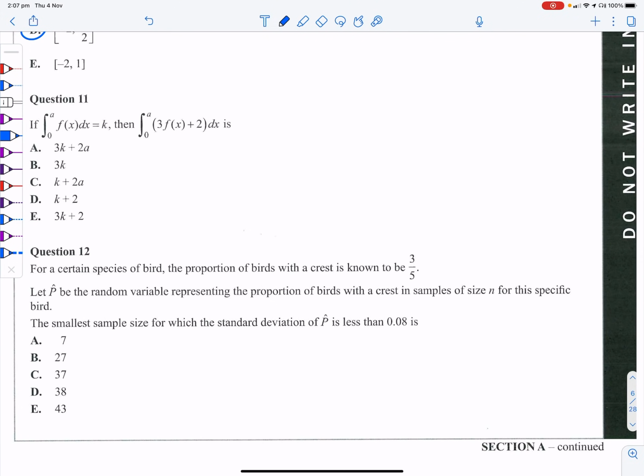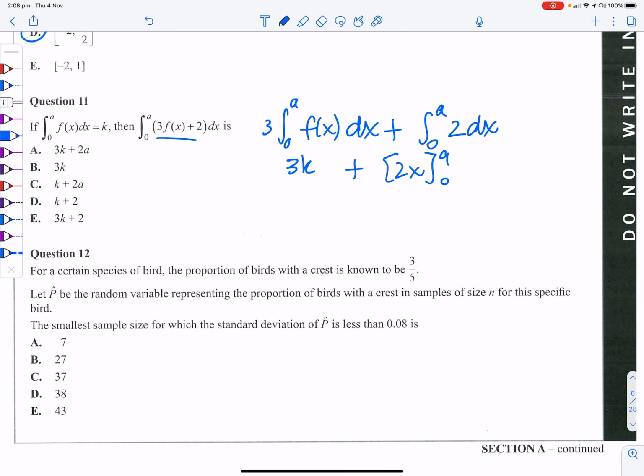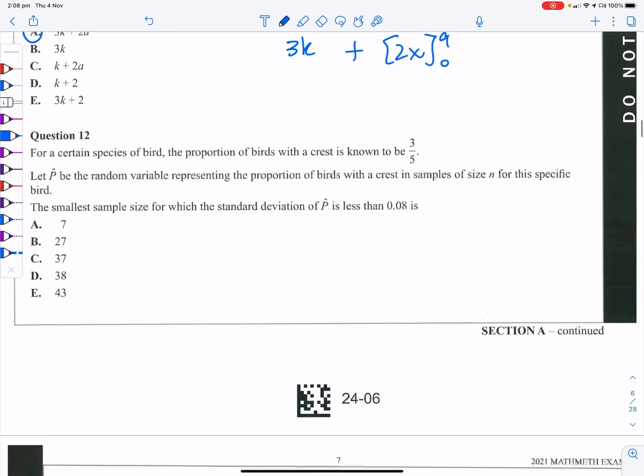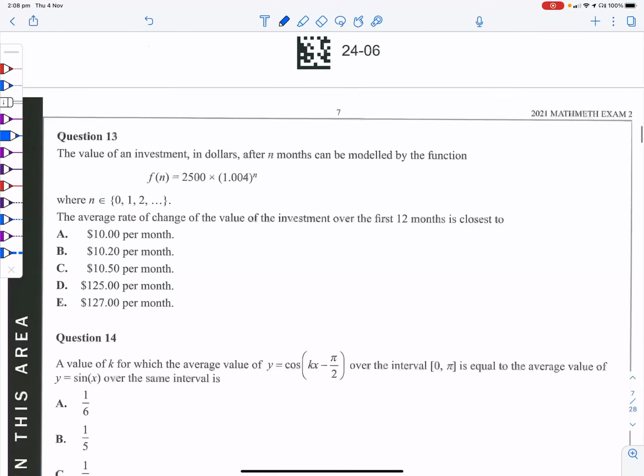Okay, so from 0 to a is k. So we know we can say this is 3 times the integral from 0 to a of f(x) dx, plus the integral from 0 to a of 2 dx. We know this is 3k. We know this is 2x between a and 0, which is 3k plus 2a. All looks correct to me. 3k plus 2a, yep.